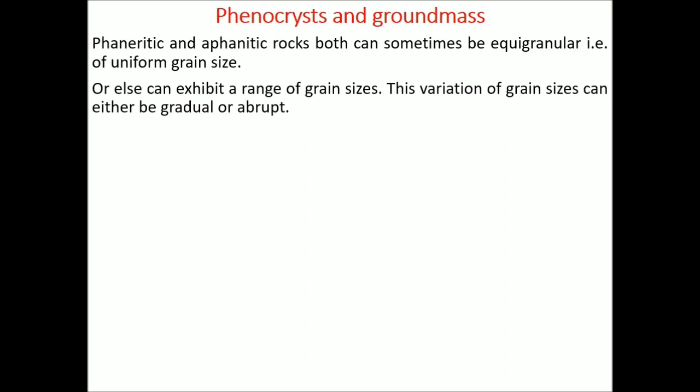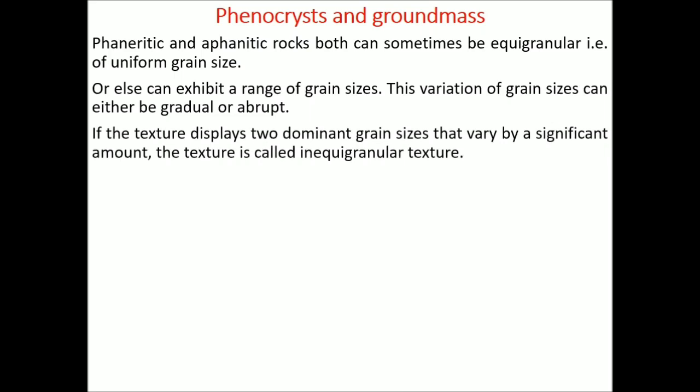like one 4 mm grain is engraved within the assemblage of 1 mm grain size or less. So a distinct difference our eye can observe in case of such abrupt grain size variation. So if the texture displays two dominant grain sizes that vary by a significant amount, the texture is called inequigranular texture, particularly in case of bimodal variation. The texture is called as porphyritic texture.